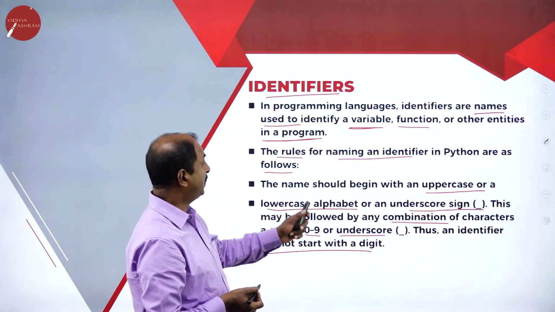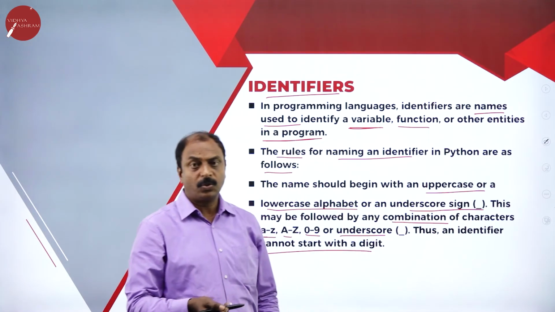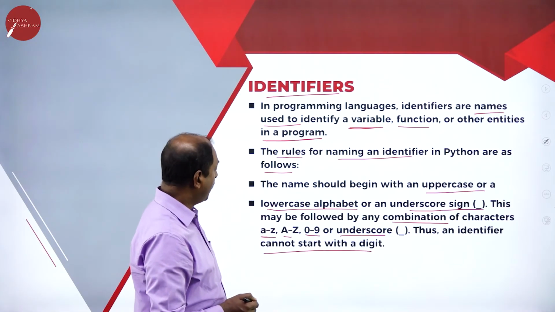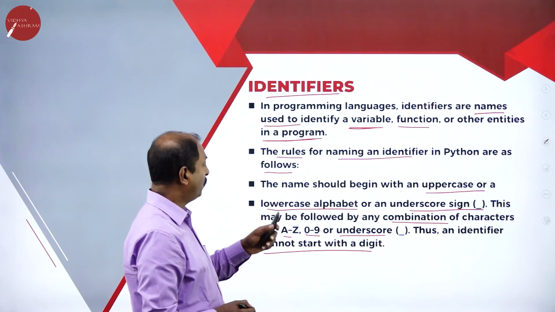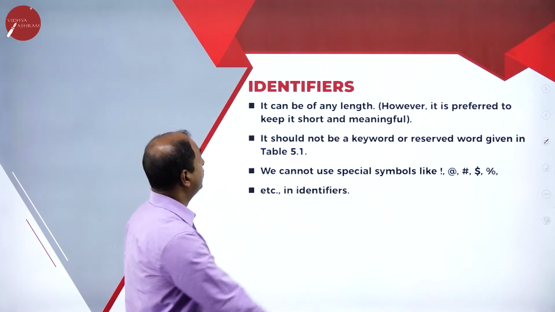So here, identifiers must start with either uppercase or lowercase or underscore, then followed by different types of characters. And here, it cannot start with a digit. So this is one of the rules to frame an identifier. Now let us see the second one.